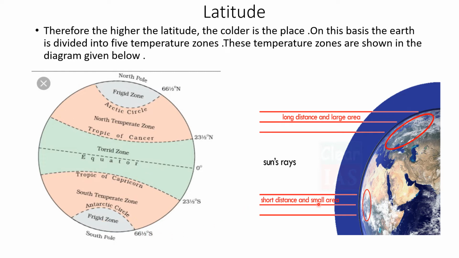The sun's rays, which fall over the torrid zone, that is between 23.5 degrees north and 23.5 degrees south, travel a shorter distance and heat up a smaller area. This leads to higher temperature. On the other hand, beyond the torrid zone, the sun's rays travel a longer distance and heat up a larger area. So, beyond the torrid zone, the temperature goes on falling.